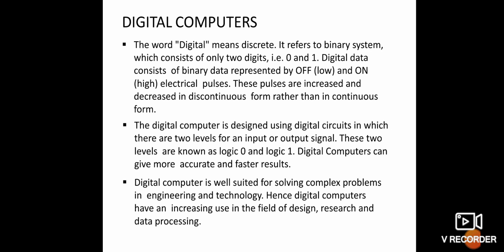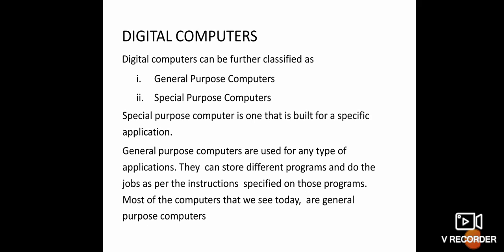It will not be in a consistent state. And these digital computers are more accurate and faster. They are mainly used for solving complex problems in engineering and technology. Hence, digital computers have an increasing use in the field of design, research and data processing. There are two types of digital computers. One is general purpose, another one is specific purpose.